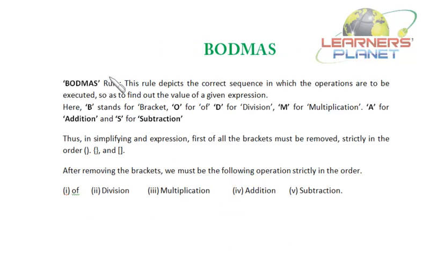Now what the BODMAS rule is. This rule says the correct sequence in which the operations are to be executed, so as to find the value of a given expression. B stands for bracket, O stands for of, then division, multiplication, addition and subtraction. We should execute the mathematical expression in the same order only, else we'll be getting the wrong answers. So we'll be taking some problems on the topics. Let's meet in the next session.